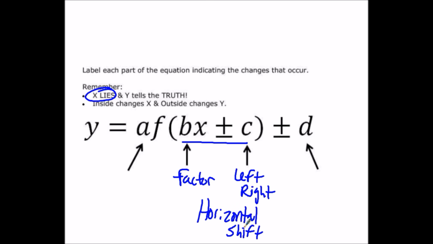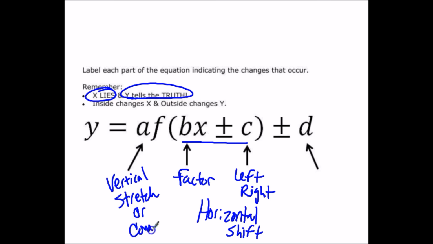And if it's on the outside, we said it tells the truth. You do exactly what it says. So this is going to be some type of vertical stretch or compression. All right, we'll just go ahead and write that down. Stretch or compression. And if it's out here, it's a vertical shift. All right, a vertical shift. But you just do it exactly. If it's plus, you go up. And if it's negative, you go down.